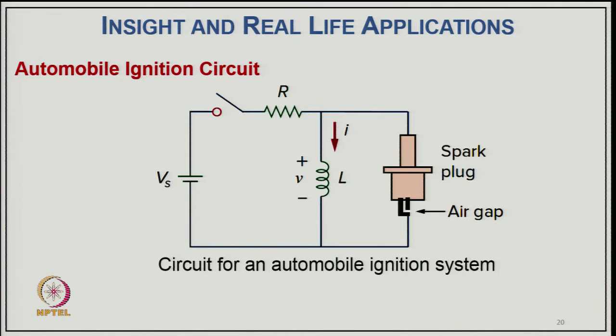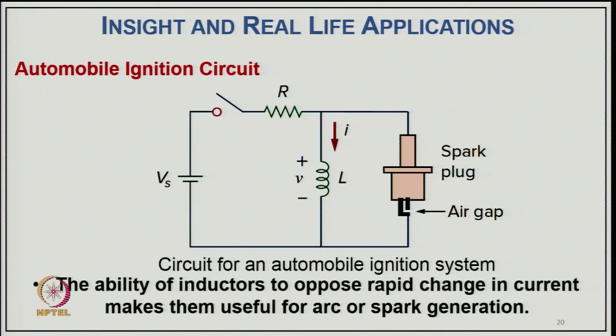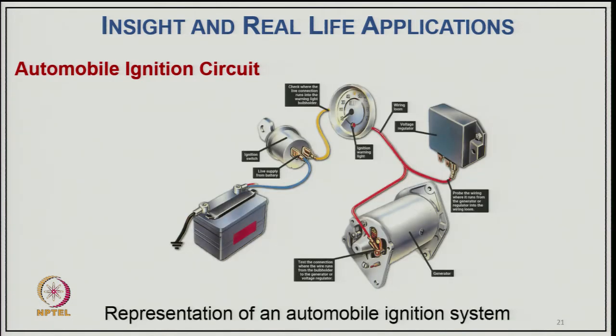Now there is no path for this inductance current from the source. So, because of L di/dt, suddenly a large voltage comes across the spark plug and you have a spark over the air gap, which causes the flash to appear, and that is utilized for igniting the automobile engine. So, the ability of an inductor to oppose rapid change in current makes it useful for arc or spark generation. As you can see in the total circuit, we have a battery, we have the ignition switch, followed by other accessories and the inductance coil here, which is responsible for representing this automobile ignition system.